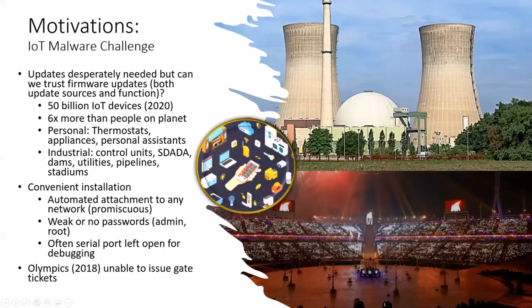So the motivation for this problem, of course, is that the Internet of Things is exploding. About 500 billion Internet of Things devices, everything from the phone to the thermostat to industrial control systems. If you think about it, that's about 6 devices per person on the planet. And there are sort of 2 categories: obviously the personal, thermostats, appliances, personal assistants, and of course, on a much bigger scale, the industrial, which is control units, SCADA devices, dams, utilities, pipelines, and stadiums.